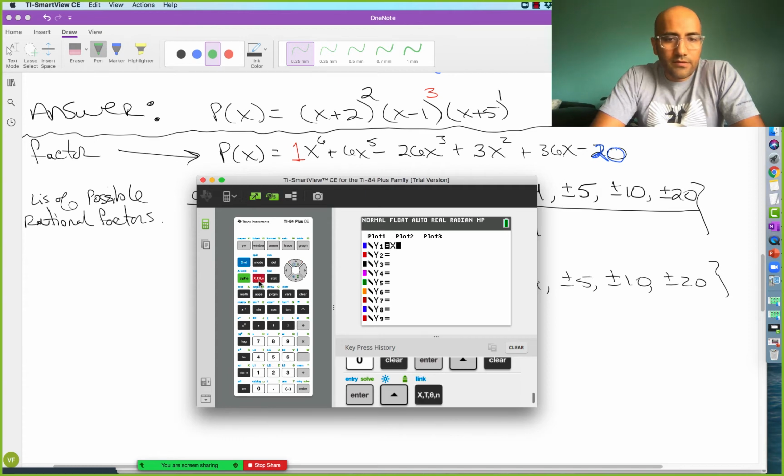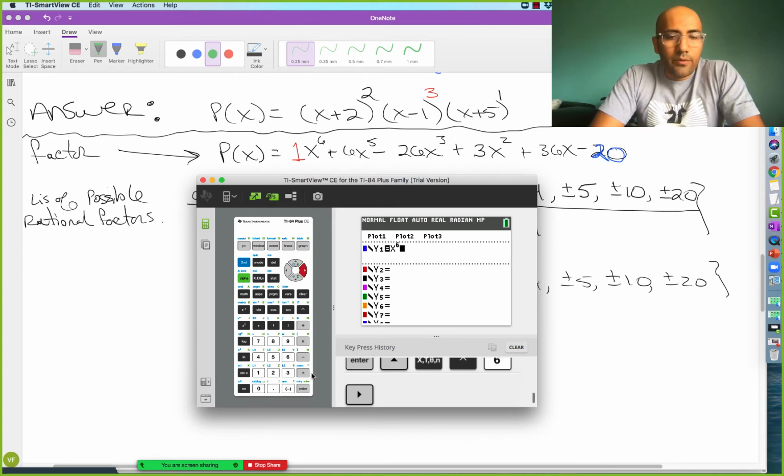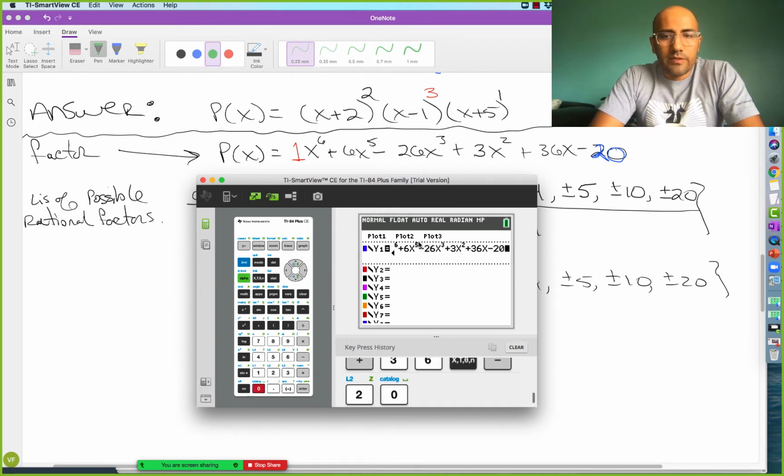Okay, so x to the power of 6 plus 6x to the power of 5 minus 26x to the power of 3 plus 3x squared plus 36x minus 20. Okay, good. So we type it all in there.